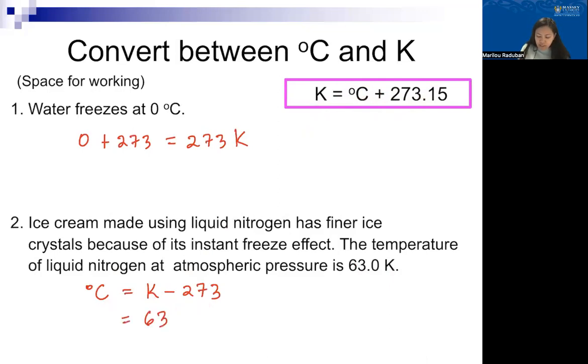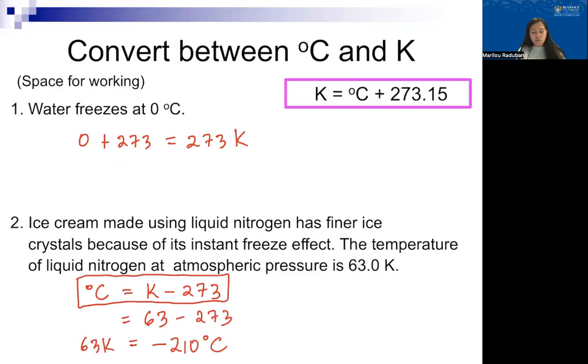So the Kelvin temperature is 63 minus 273. You should have negative 210 degrees Celsius for the temperature. 63 Kelvin should be equal to negative 210 degrees Celsius. Right? So we can see here, converting from Celsius to Kelvin, you add 273, and converting from Kelvin to Celsius, you subtract 273. So you have those two equations for converting between Kelvin and Celsius.